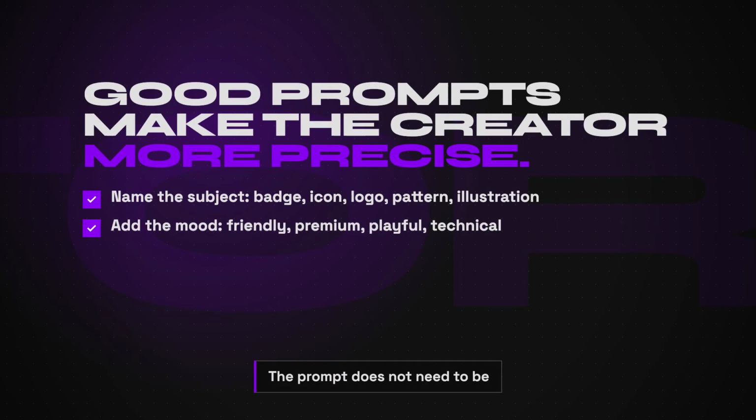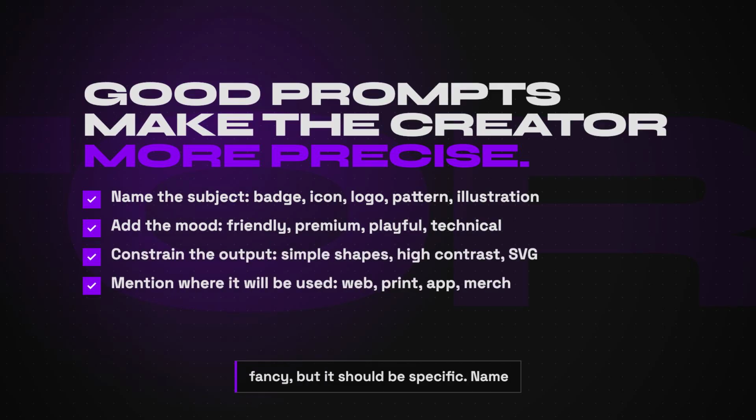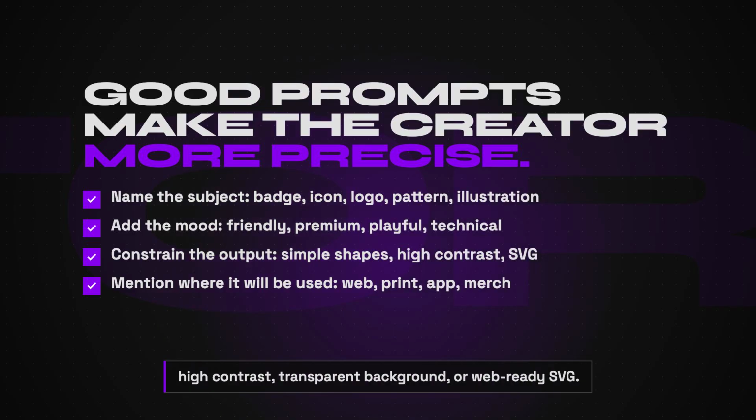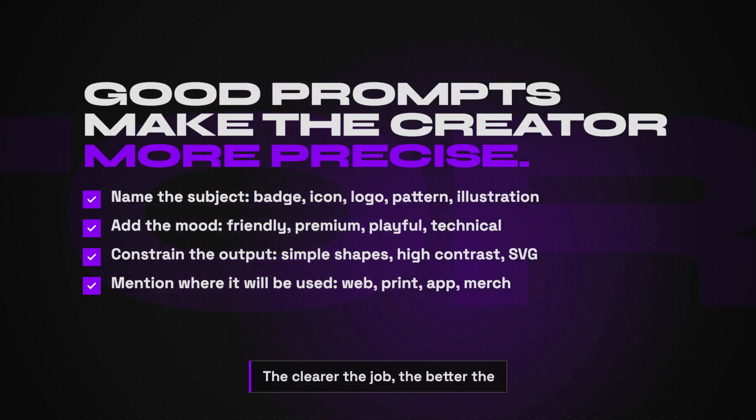The prompt does not need to be fancy, but it should be specific. Name the asset type, like badge, logo, icon, sticker, pattern, or illustration. Add the mood. Add constraints like simple shapes, flat colors, high contrast, transparent background, or web-ready SVG. The clearer the job, the better the first draft.